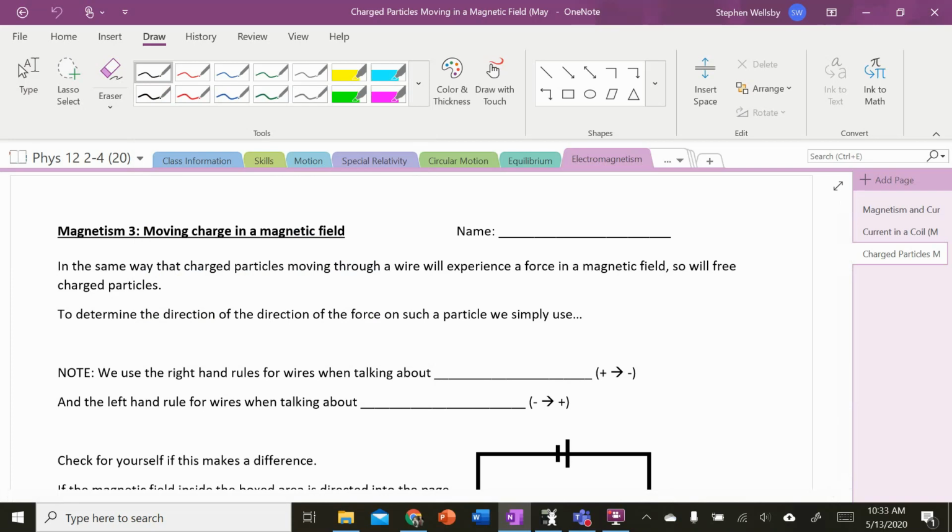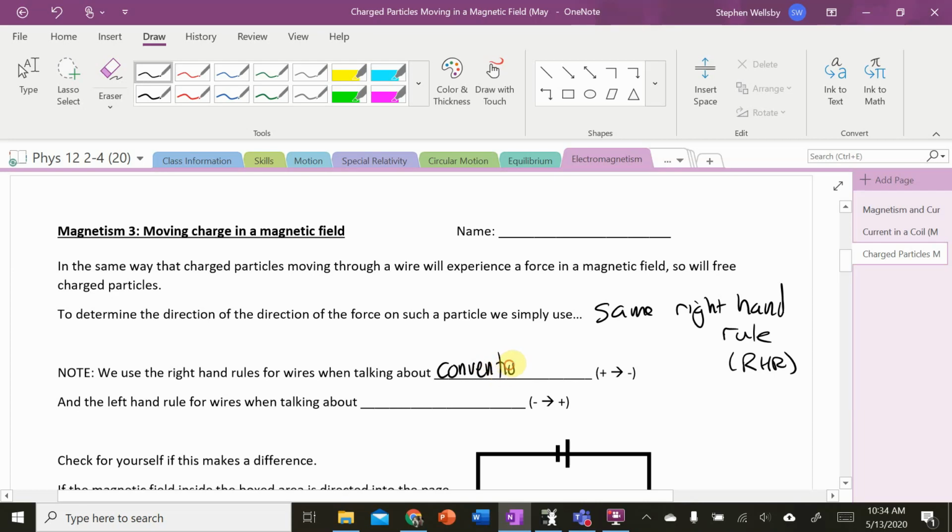They don't have to be in a wire, obviously, to experience this type of force. If we want to determine the direction of the force on such a particle, we simply use the same right-hand rule, which from now on I'll just write RHR. We use the same right-hand rule that we used for current. Just a quick note, we use right-hand rules for wires when we're talking about conventional current.